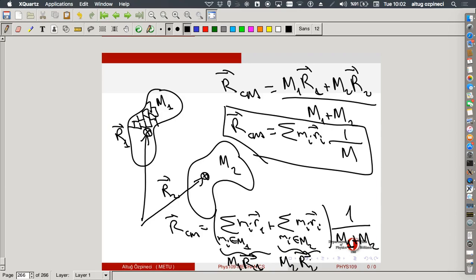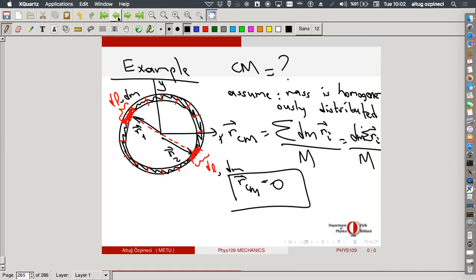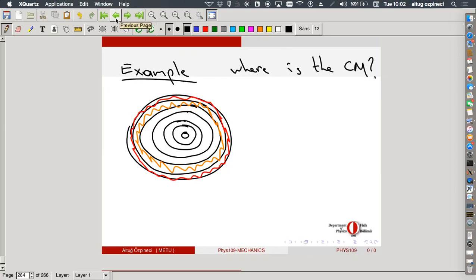If you know the center of mass of each of two objects, then you can calculate the combined center of mass. And if we go back to our initial example, we had already shown that each ring has the center of mass at the origin, so the combined system also has the center of mass right at the origin, provided that mass is distributed uniformly.